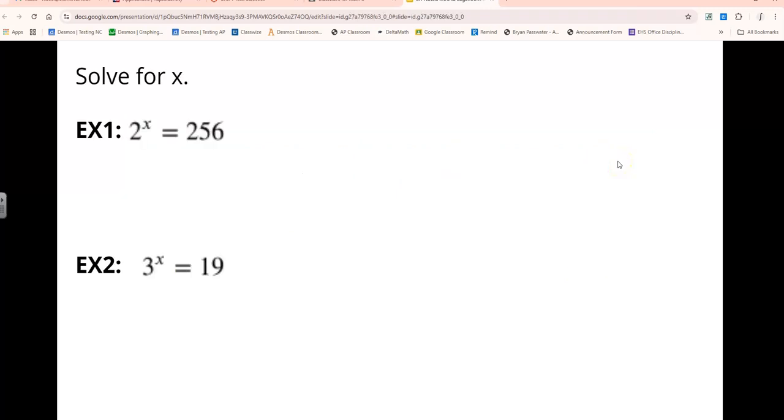So, let's look at what we've got here. This asks us to solve for x. So you can use the calculator, try to figure out what x is for those two. Okay? So I haven't taught you how to solve that yet. Try to figure out what x is. So you're trying to figure out what that x would be.